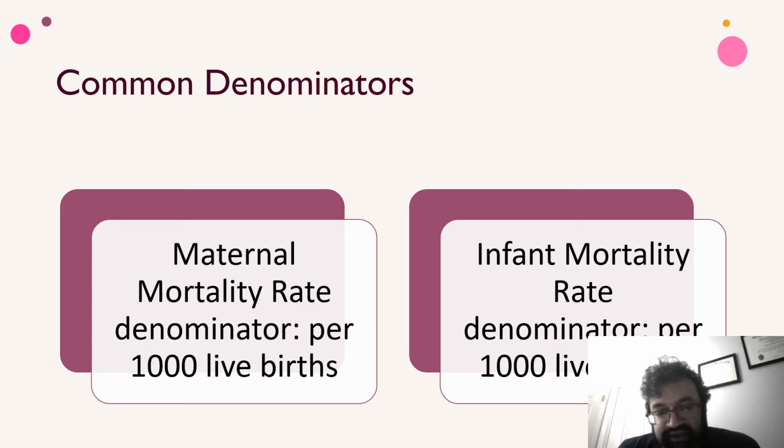So, common denominators: the maternal mortality rate denominator is usually per 1,000 live births, and the infant mortality rate denominator is per 1,000 live births. I did see that there was an error in some of the places. Sometimes they say per 100,000, but please keep in mind it's per 1,000 live births.